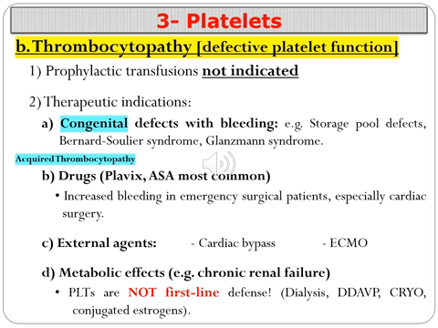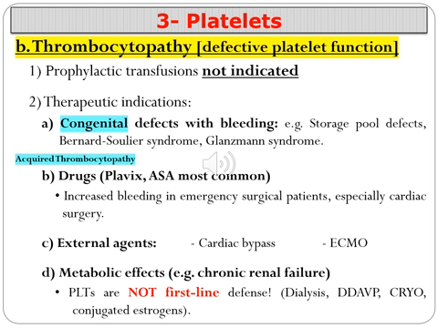Congenital thrombocytopathy include many syndromes like storage pool defects, which is the most common congenital thrombocytopathy. Acquired thrombocytopathy include drugs like aspirin, procedures like ECMO or extracorporeal membrane oxygenation, and chronic diseases like chronic renal failure.